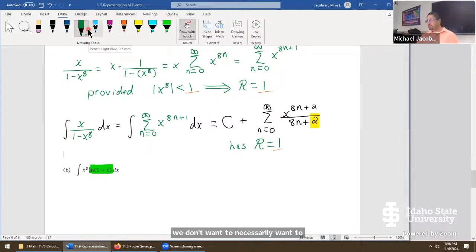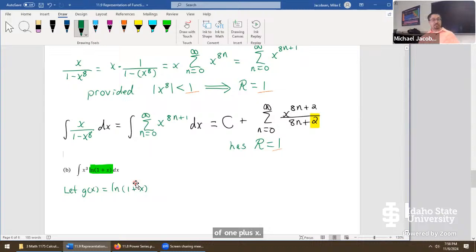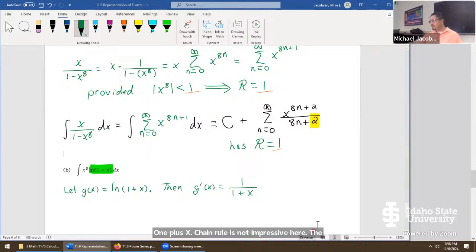So we begin by saying, let g of x be equal to the natural log of 1 plus x. We want a power series representation of that thing, but we can't get it just yet. We need to differentiate. So we'll say then g prime of x is 1 over 1 plus x. Chain rule is not impressive here. The derivative of 1 plus x is 1, so we did it. The chain rule is done.